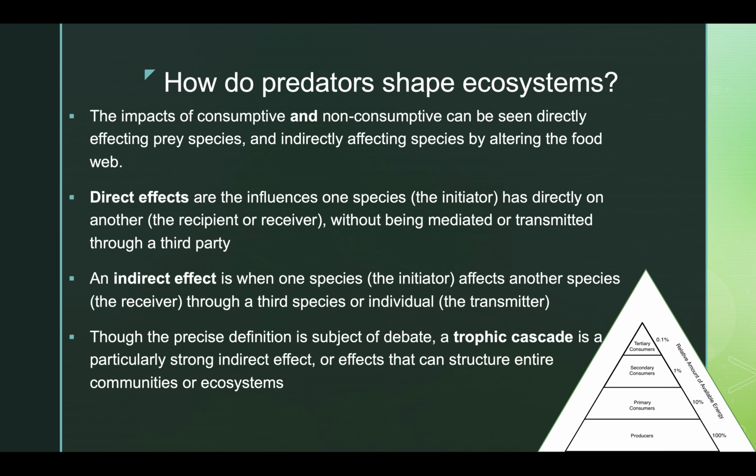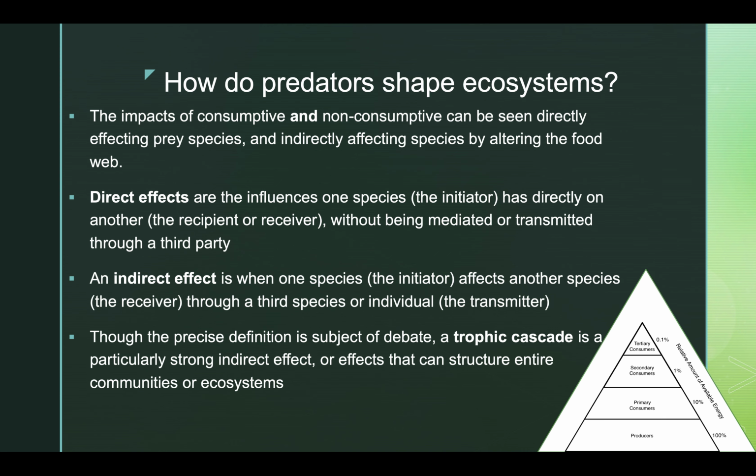All of these are instances of how the prey will change their behavior solely on the threat of being eaten by the predators. The combined impacts of consumptive and non-consumptive effects can be seen in these prey species, and in turn will alter the structure of the food web. These are similar to consumptive and non-consumptive, but they're actually different. Direct effects are the influences one species has directly on another species without being mediated or transmitted through a third party. These direct effects can be consumptive or non-consumptive, right? The predator will directly affect the behavior of that prey item, or the survival if it's direct consumption.